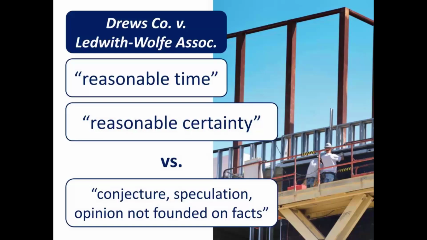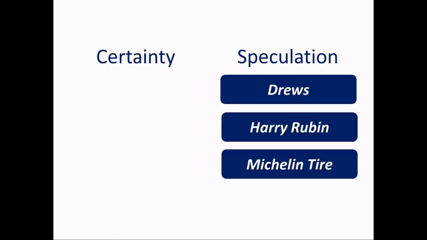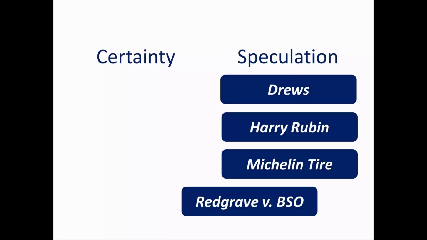The certainty limitation also creates real problems for plaintiffs whose injuries include damage to their goodwill or business reputation. Lack of recovery for these speculative and difficult-to-measure losses makes contract damages predictably undercompensatory in some situations. For example, the note cases Harry Rubin and Michelin Tire reject claims due to defective products, and Redgrave against BSO accepts Lynn Redgrave's claim but slashes her damages.